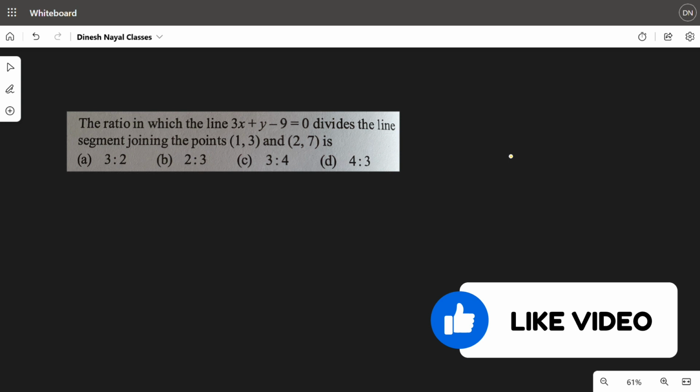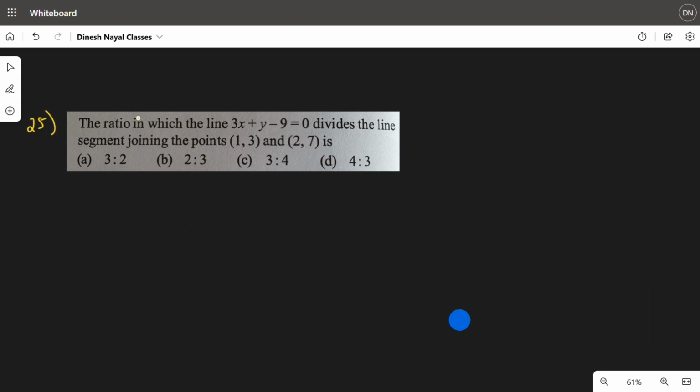So now the question number 4. This question is actually question 25, again from the All India CBSE Board 2022 examination. This is section B, and this is for 1 mark.